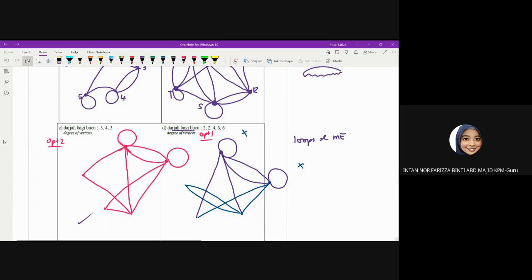Okay. So this is the answer for D. Let's try C. C is pretty easy. We have 3, 4, 3. Provided you follow the instruction. You need to have your loops. You need to have your multiple edges in the diagram. If there are no multiple edges, only loops, it's wrong because we want both of them. Don't forget to erase all the numbers because those are not vertices.